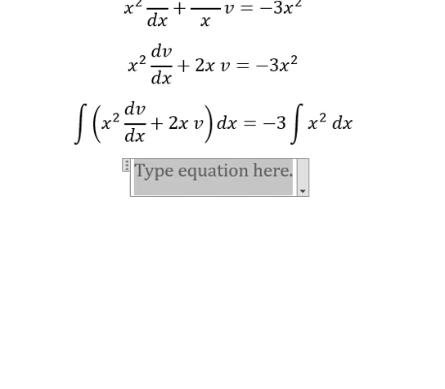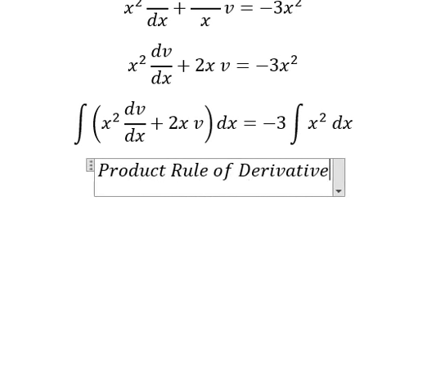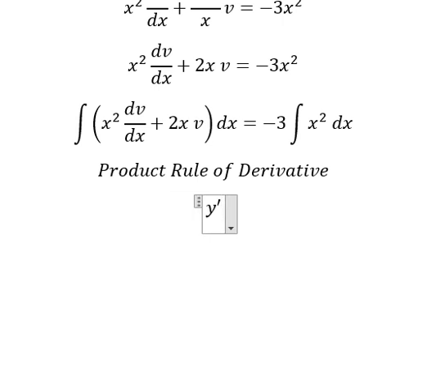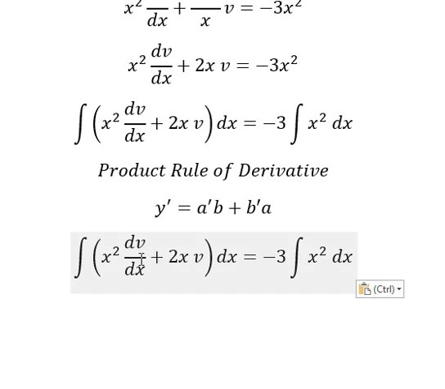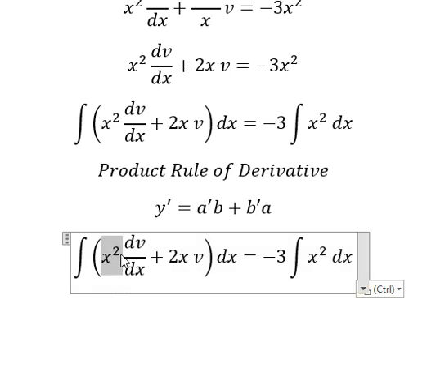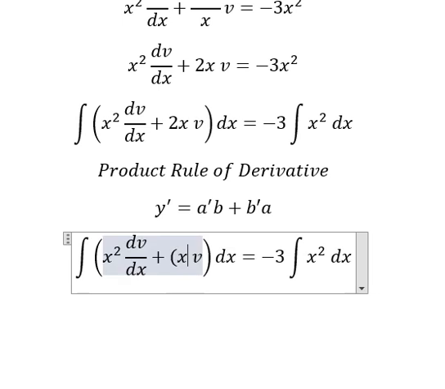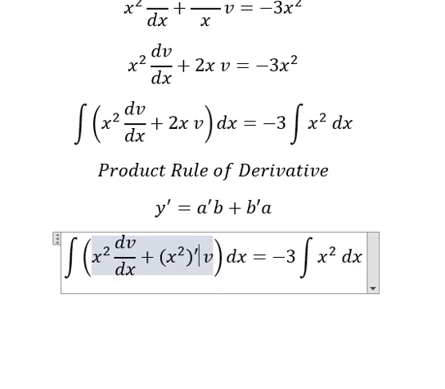So we can apply the product rule of the derivative. So we have the first derivative of y equals the first derivative of u multiplied by v plus the first derivative of v multiplied by u. So we have the first derivative of u multiplied by v. This one is the first derivative of v multiplied by u.